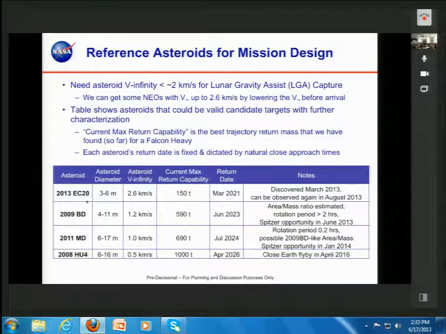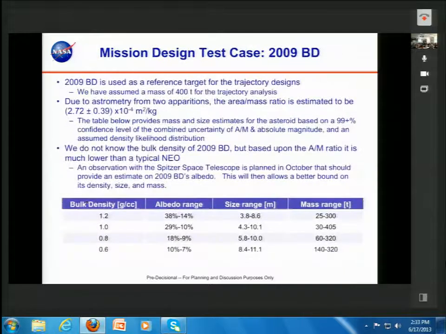On the next slide, I have some more information about 2009 BD. I'm not going to go too much into this; let me just give you a rough overview. For the trajectory analysis that we did, we assumed a 400-ton mass for the asteroid.